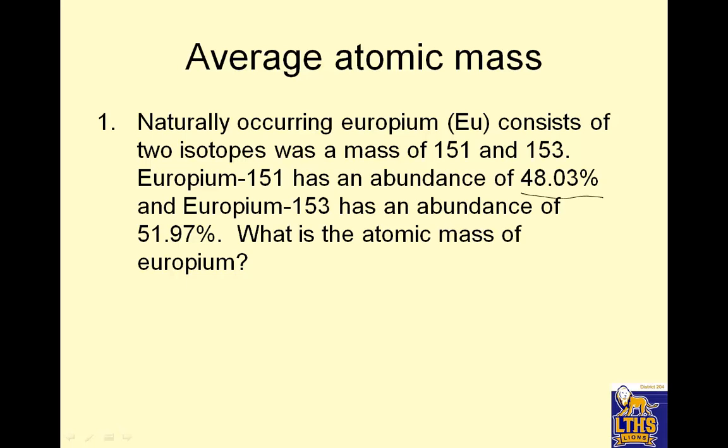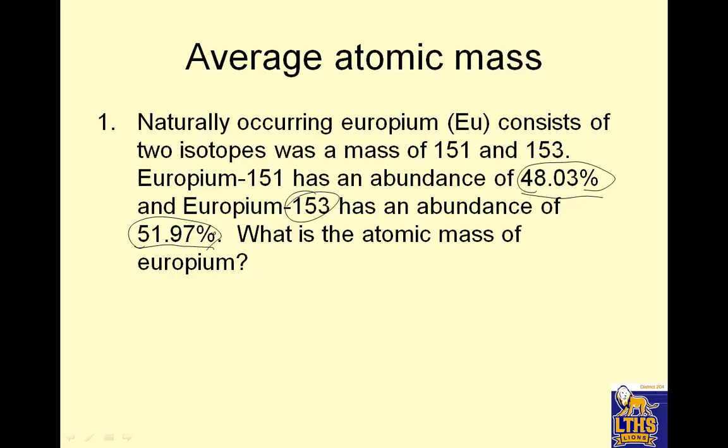Europium-151 has an abundance of 48.03%. Europium-153 has an abundance of 51.97%. What's the atomic mass of europium? So what I'm going to do here is, we know averages, we know it should be a whisker closer to 153 because it has a greater abundance. So what does it look like when I do this?